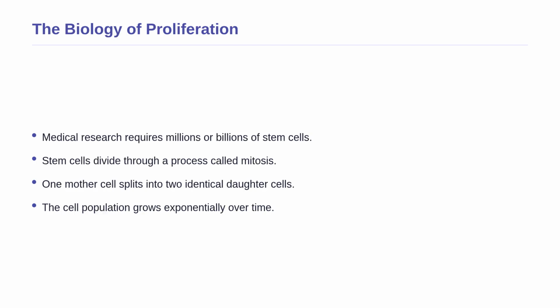To actually use these cells in medicine, scientists face a logistical challenge. They need millions or even billions of them, which means they must grow and divide them in a laboratory. Stem cells divide by a process called mitosis, where one mother cell splits into two identical daughter cells. Because each new cell can also divide, the population does not just grow steadily, it grows exponentially over time, much like compound interest growing in a bank account. To manage this rapid biological growth, scientists rely on mathematics to predict exactly how many cells they will have.